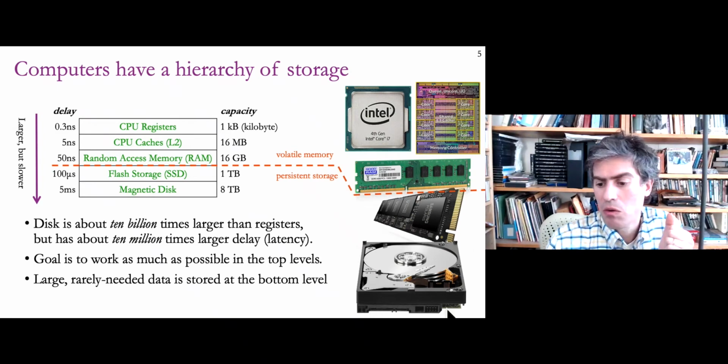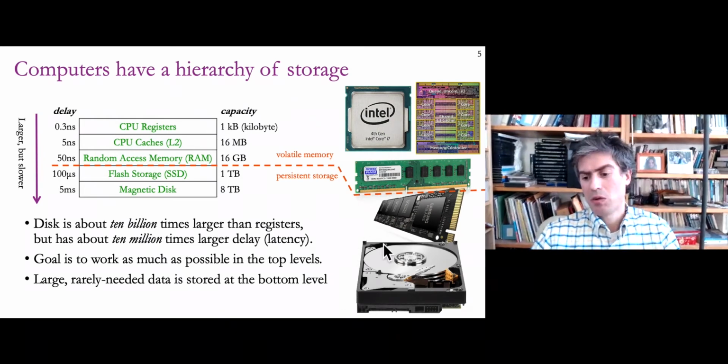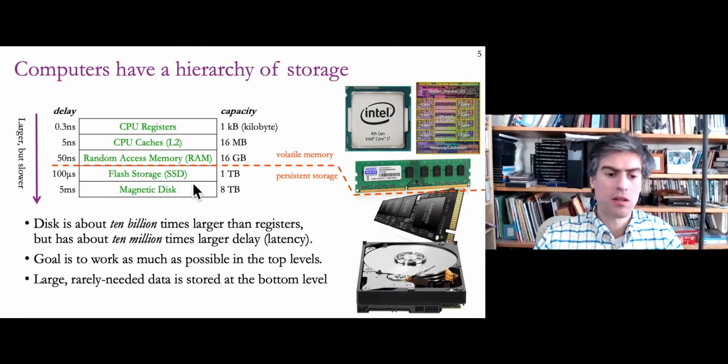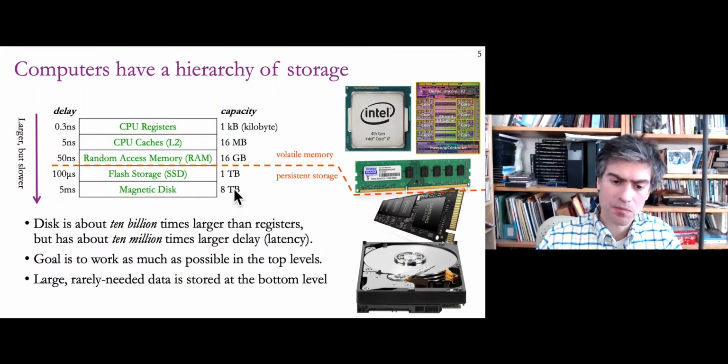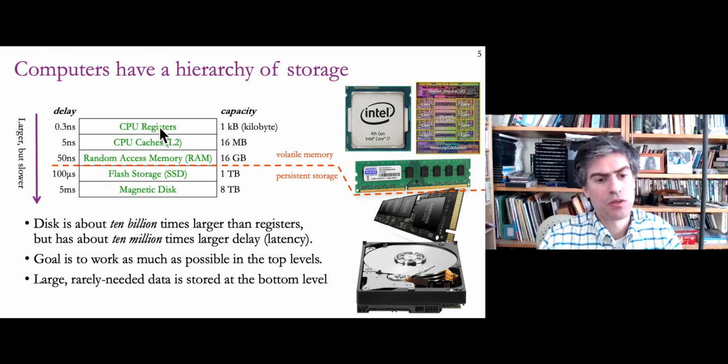Okay, so we want to avoid operating with these lower levels of the storage hierarchy. Sometimes you have to use them, of course, because you need the greater capacity that they provide. But in general, your compilers should be optimized to use these registers and small amounts of memory as much as possible.